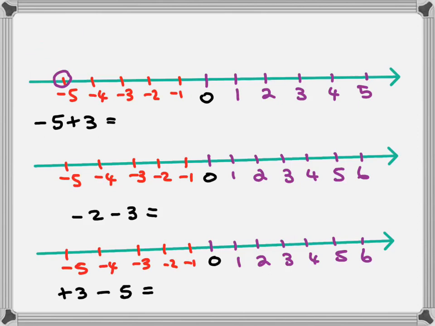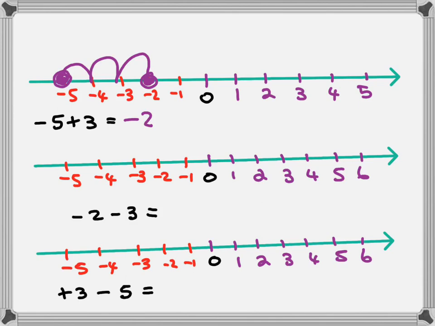But in this particular sum over here, it's minus 5 plus 3. So we're going into the positive direction. We're plussing, we're adding on. So here we are on minus 5. Now we're going to jump 3. 1, 2, 3. We ended up on minus 2. So minus 5 plus 3 equals minus 2. Never forget to write your sign. Otherwise your answer will be wrong.